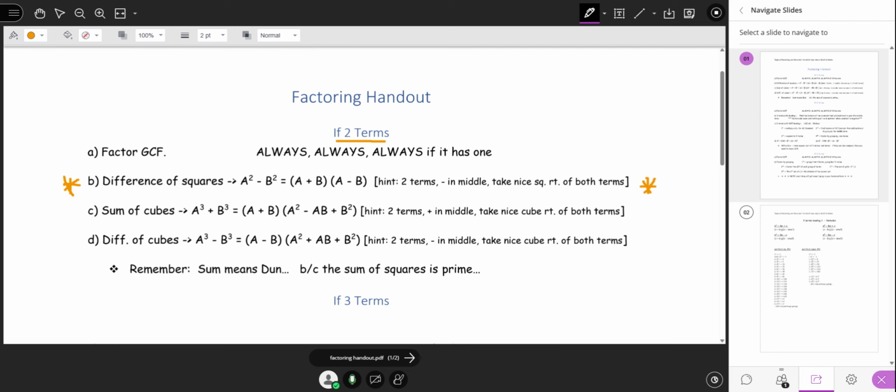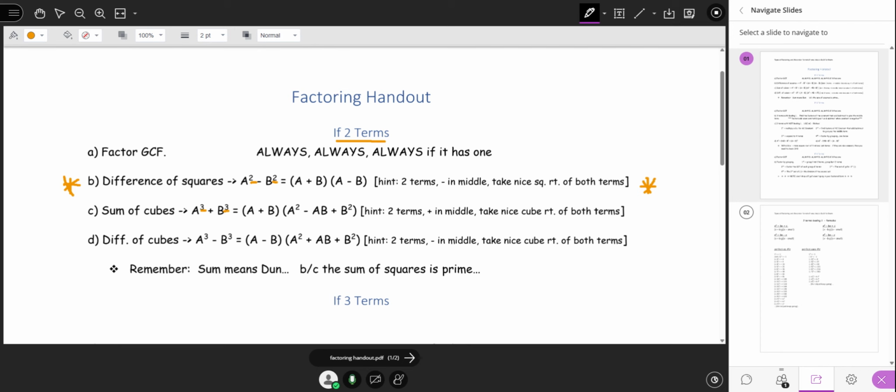Anyways, the hint, two terms, minus in the middle, take the nice square root of both terms. Sum of cubes, so a cubed plus b cubed is a plus b times a squared minus ab plus b squared. Hint, two terms plus in the middle, take nice cube root of both terms. So the difference between difference of squares and sum of cubes is, you'll see something will have a square here, something will have a cube here.